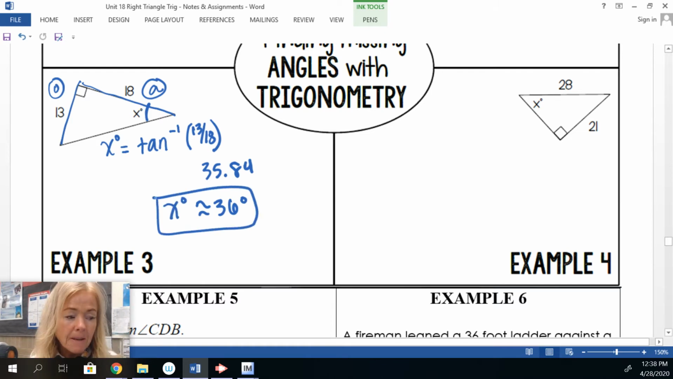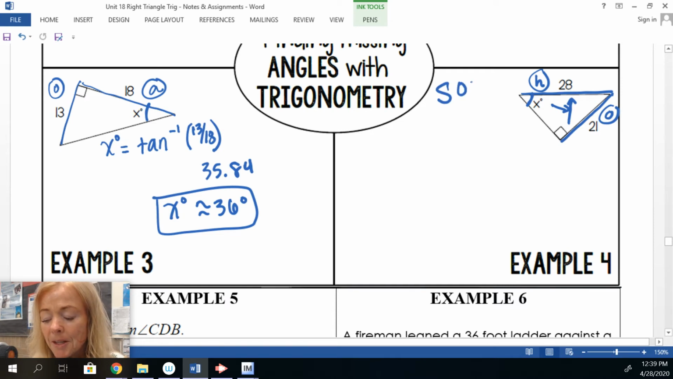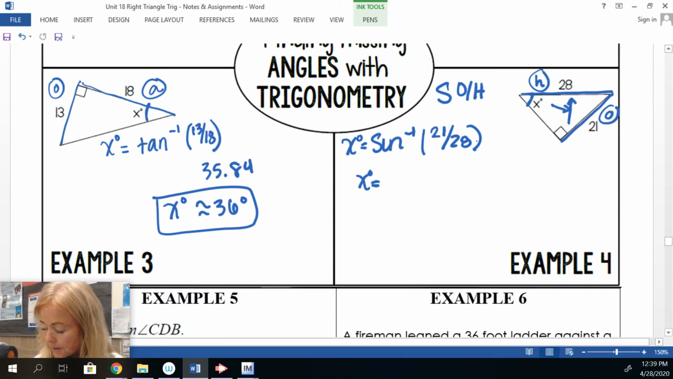All right. And then lastly, we have our angle here, x degrees, opposite is 21, so that's opposite. And hypotenuse, right? This is hypotenuse because it's right across from the 90-degree angle. So we have O and H. O and H is SOHCAHTOA, so it's sine. So we'll have sine inverse. X degrees is going to be sine inverse of the opposite to the hypotenuse, which is 21 divided by 28. Okay, so second sine 21 divided by 28.